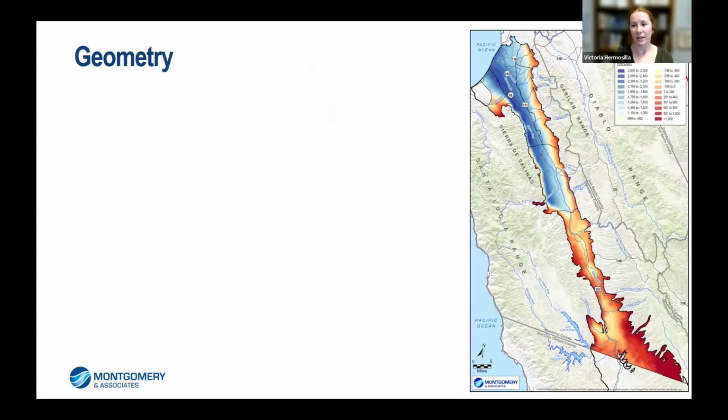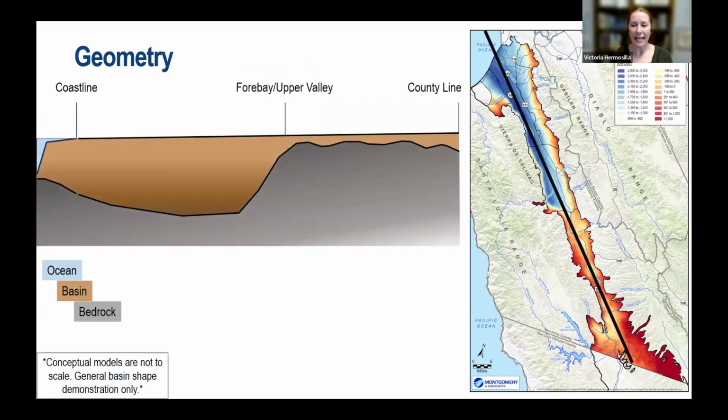Here I'm going to touch on sort of the shape of the basin. Now, the image on the right seems maybe not so easy to understand. We have these blue areas, we have these red areas, but really what this image is conveying is the overall shape of what we see in the Salinas Basin.